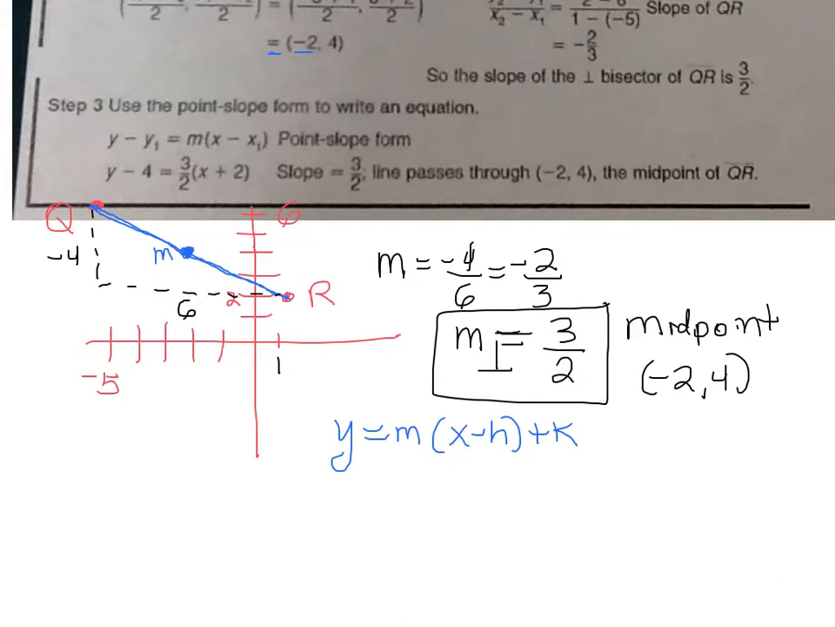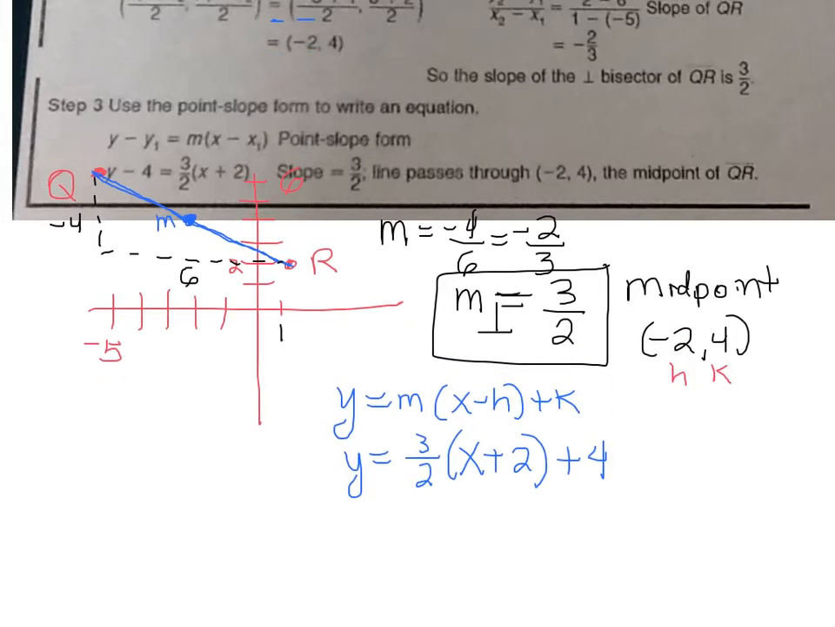Now all I need to do is put the slope and put the point. So on the midpoint, that becomes the h and the k. And now all I have to do is just plug it into the equation. So when I plug it in, y equals, the slope I need to use is 3/2 times x minus h, so it's negative times -2 is +2, and then plus k, which is 4.